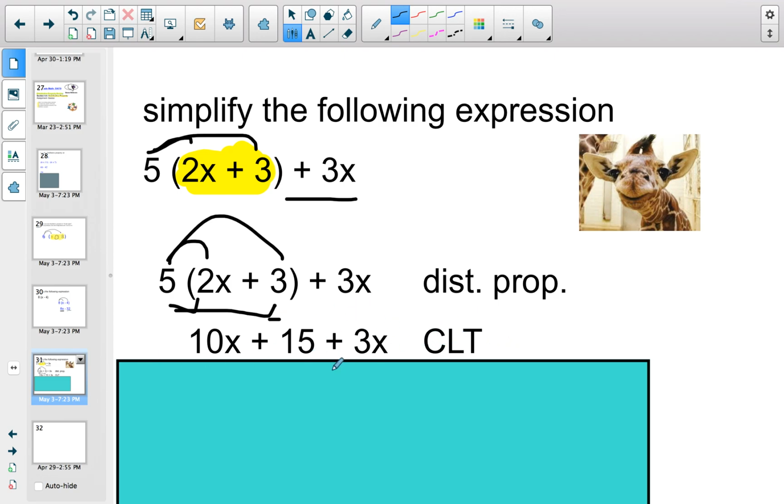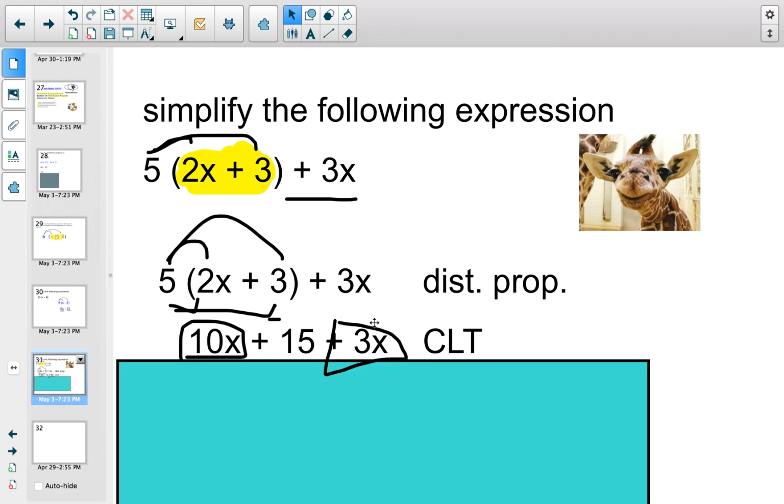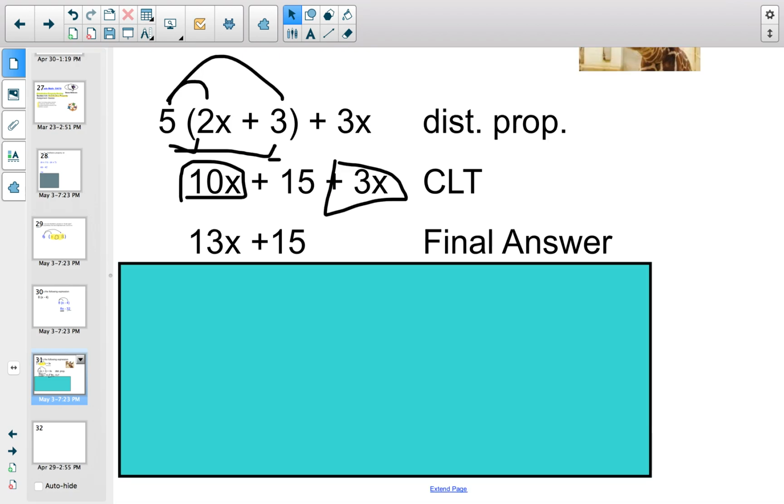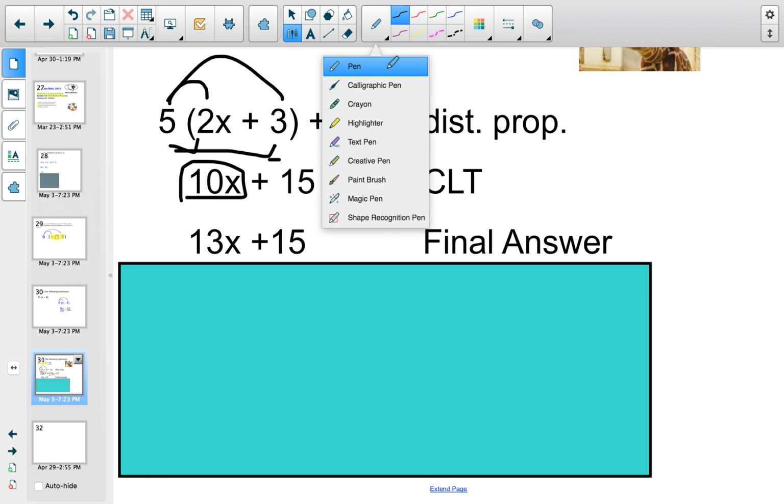Now we're going to combine like terms. As we see that we have x's here that we can combine, and that would give us what? 10x plus 3x would give us 13x plus 15. 13x plus 15. That is going to be your final answer.